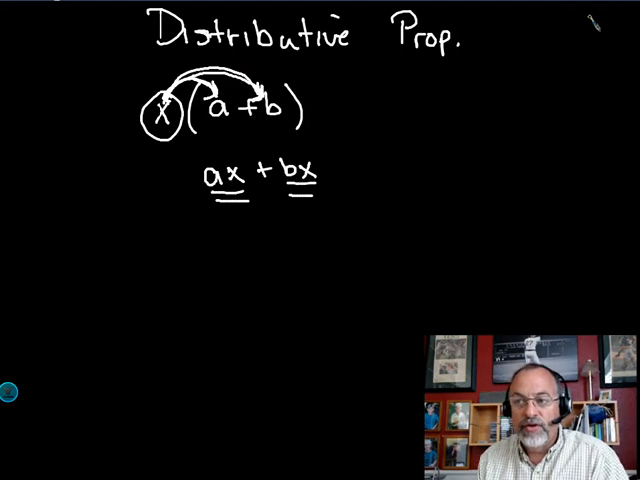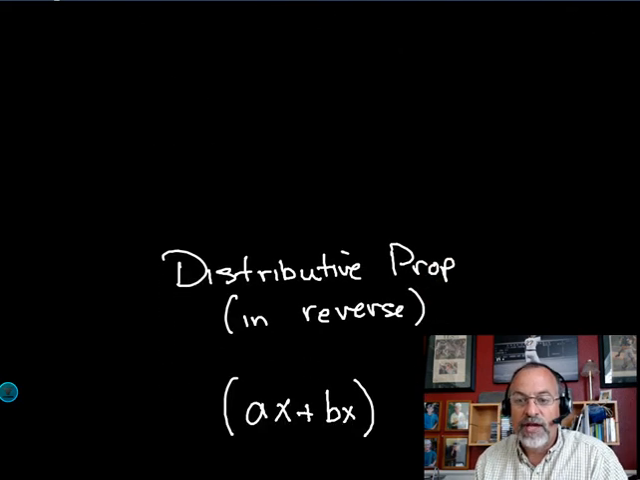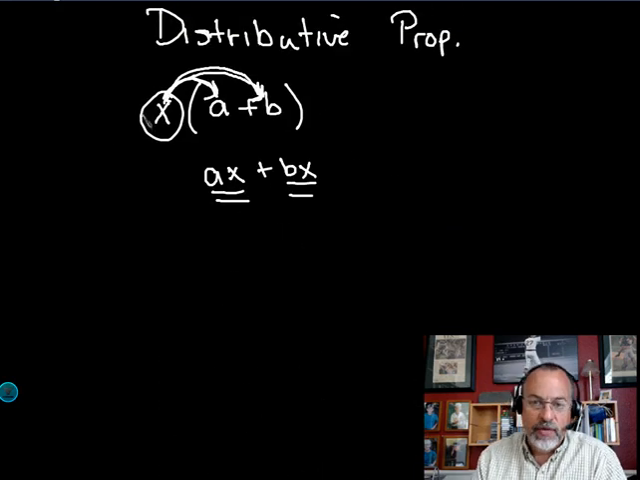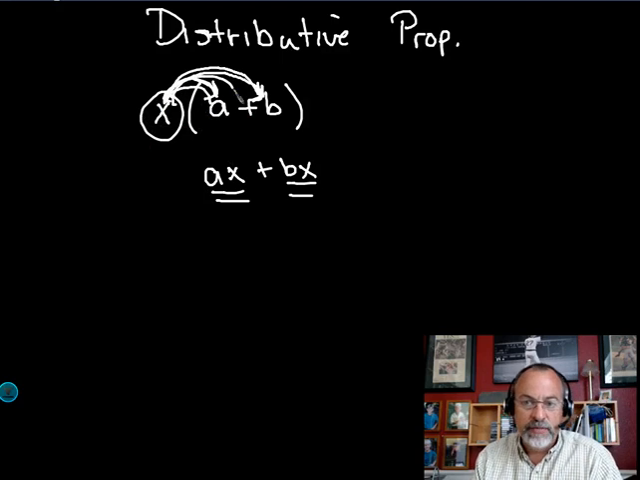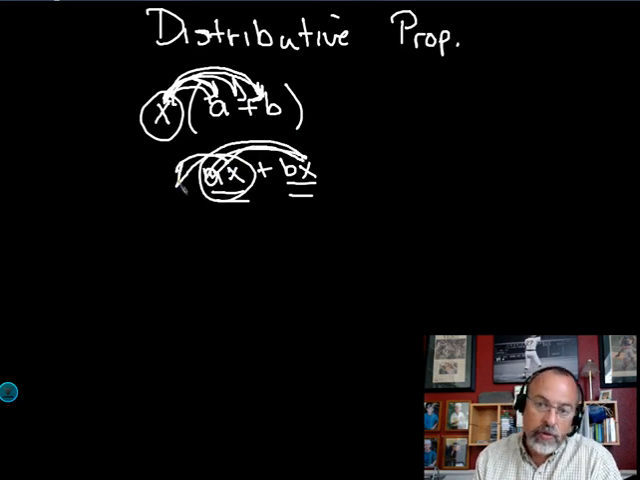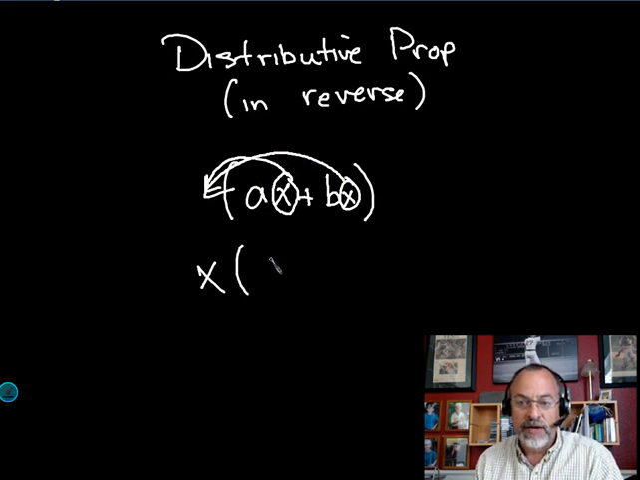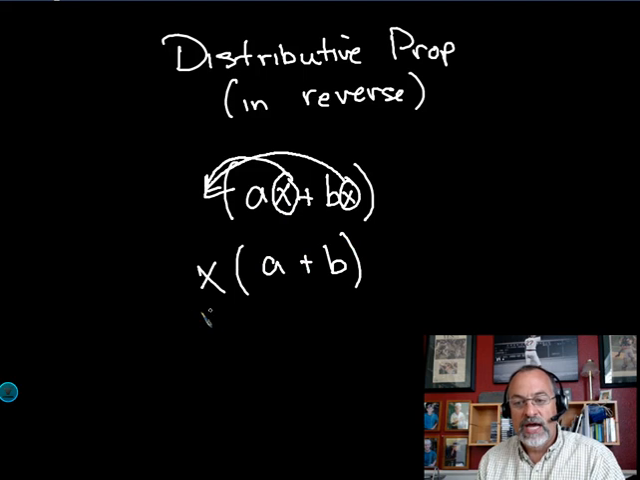Now, what you're going to have to do in this lesson is do that distributive property, but you're going to have to do it in reverse. Remember, how did I get from here to here? I multiplied the x to both of these. I put the x into here, I put the x into here. So in reverse, what would I do? Well, I'd take the x out of both of these. Because it's common, I can take this x and this x, and I'm going to put it back on the outside by itself, meaning I'm going to take it away from the a, and I'm going to take it away from the b, and now I'm back to where I started. I just did the distributive property in reverse.